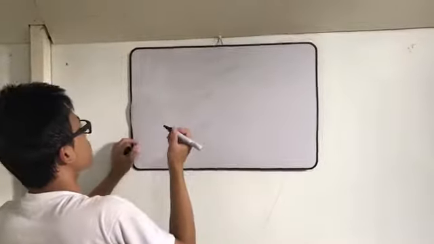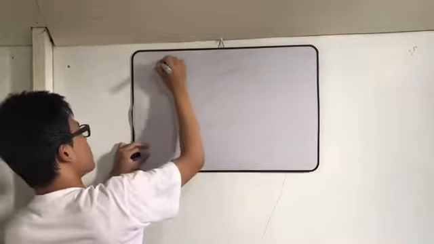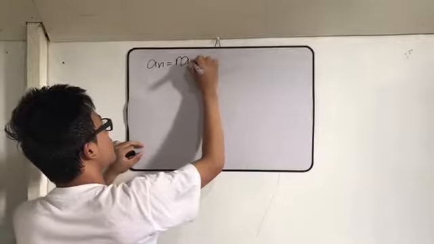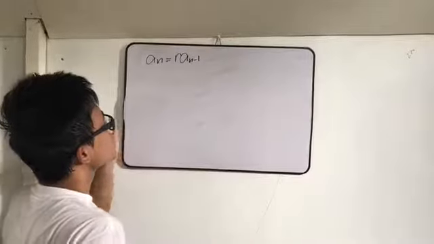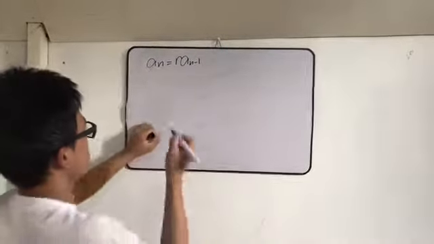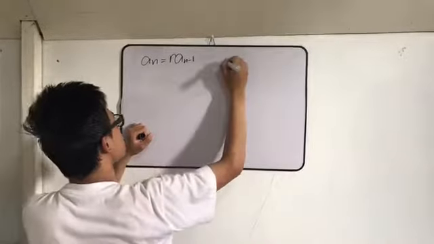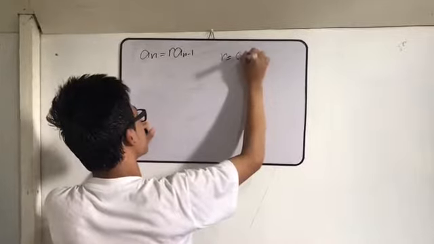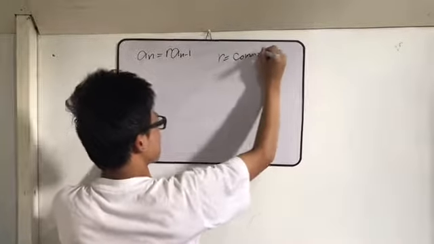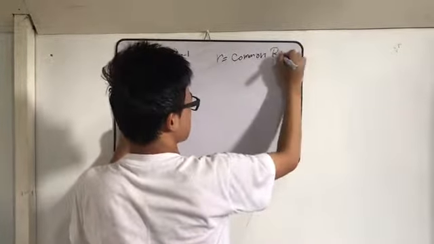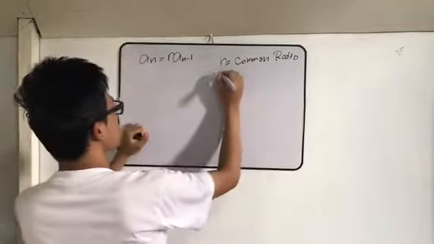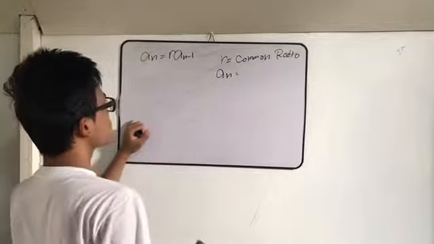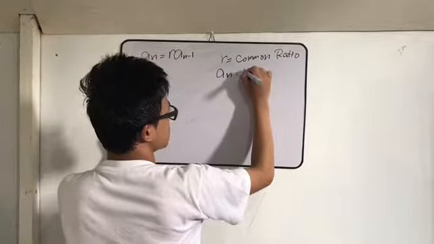The recursive form of a geometric sequence is a_n = r a_(n-1). So this is the recursive form where r is equal to the common ratio, and a_n is the nth term.